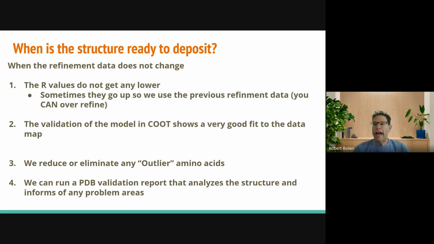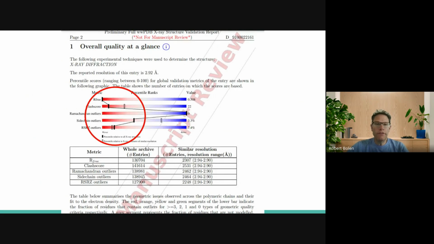And that report will analyze the structure and inform us of any problem areas that are picked up. It's sort of a last check to determine whether or not your structure looks really good. And that report is really easy to read. Here's an example of one. It will give you a simple graphical output and basically tell you some simple things.